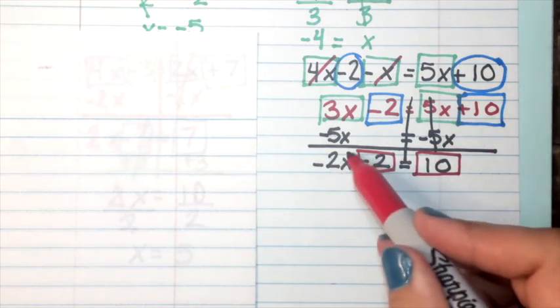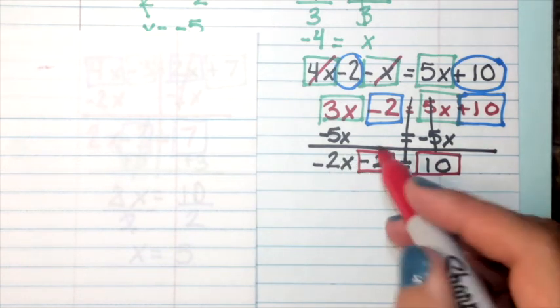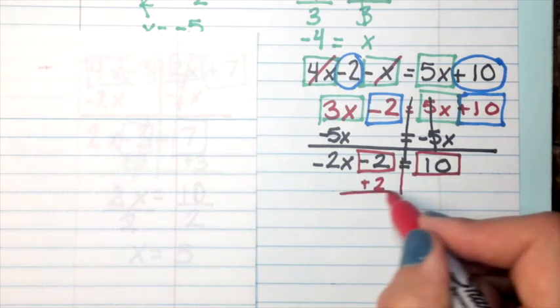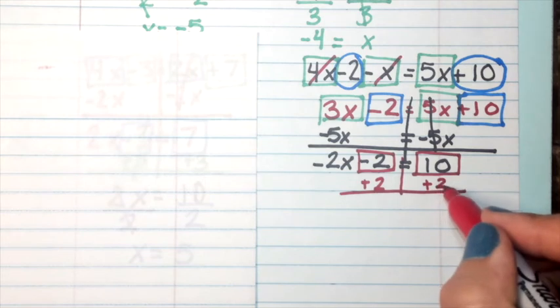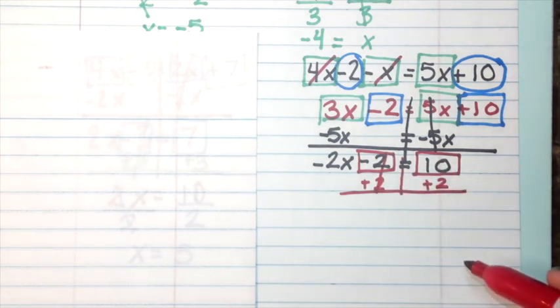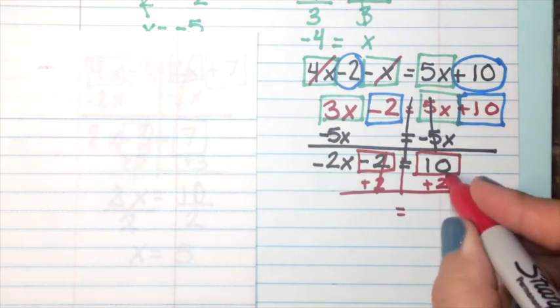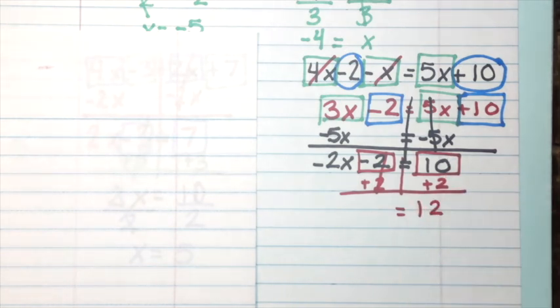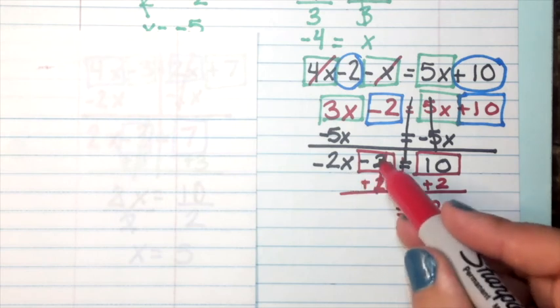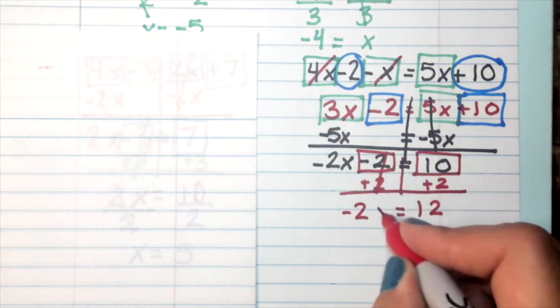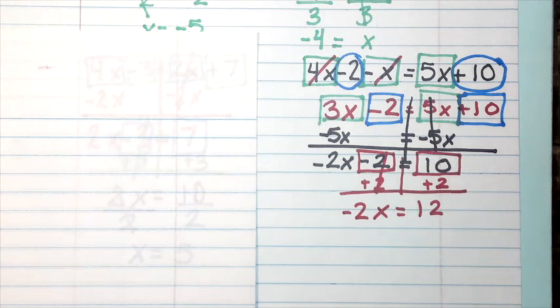I need x by itself. So negative 2, the opposite of that is positive 2. And positive 2. So this cancels out, the negative and the positive. And on this side, we are left with 10 plus 2 is 12. On this side, because the 2's are canceled, I am left with negative 2x. You always have to make sure you're writing it down, all of the terms.